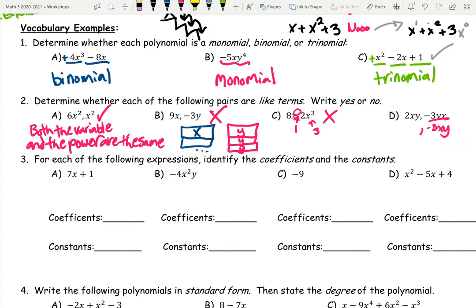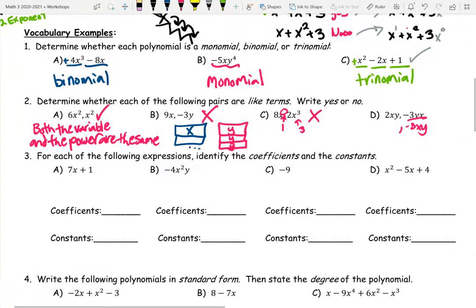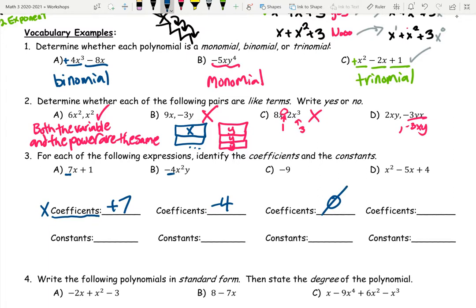So now we're going to keep on going. Now we have to figure out which ones are the coefficients and which ones are the constants. So I know coefficients are going to be the ones that are in front of my letter x. The coefficient here is 7. What type of 7 is it? Positive. I'm going to just keep on going. Here, negative 4. Coefficient? There is none. There's no x's. Here, my coefficients are going to both be what's in front of the x: a positive 1 and a negative 5.